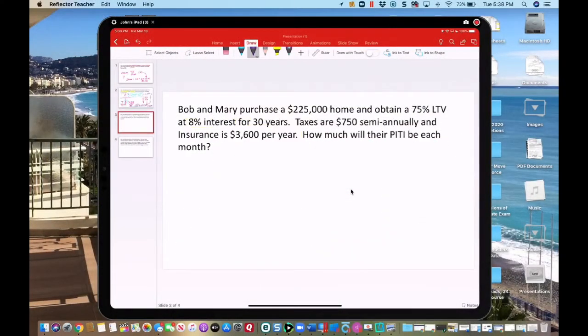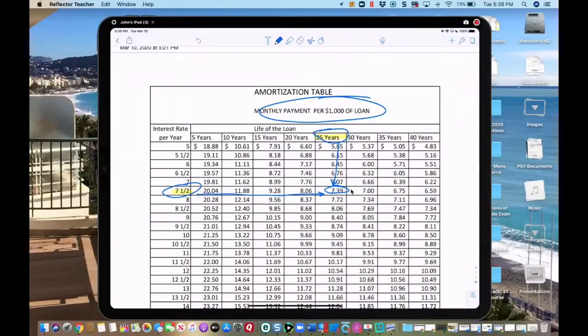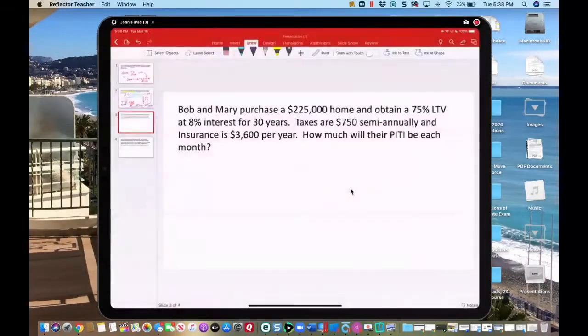And we're going to come down here. I want to go over here and erase my remarks so that I have a clean table here for us. And this problem says that Bob and Mary purchase a $225,000 home, and this time they get a 75% loan-to-value ratio. We have 8% for 30 years.